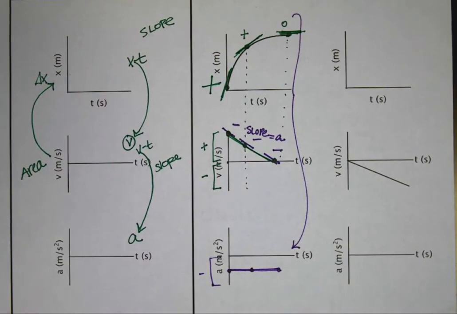On the next example, you can pause and try it on your own, or we can again go over how to go from a velocity time graph back to a position time graph, and then down to acceleration time. So pause it and try it on your own if you want to, and if not, we'll keep on going on.